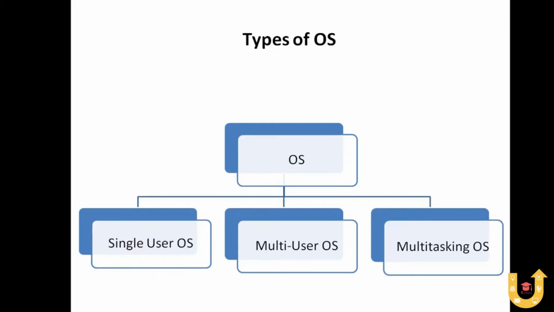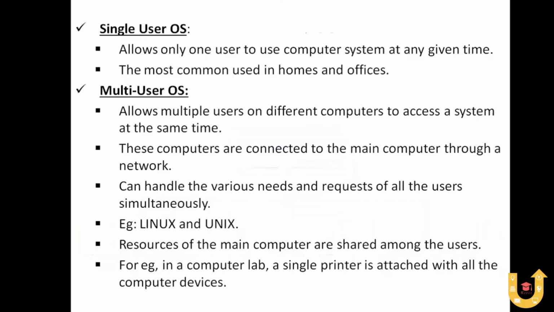Let's move to the three types of OS, namely single user, multi-user, and multitasking. Single user OS allows only one user at a time. This is the most common type that is used in offices and homes. A multi-user OS allows multiple users on different computers to access a system simultaneously. These computers are connected to the main computer through a network. The different requests and needs of all the users at the same time can be handled by it.